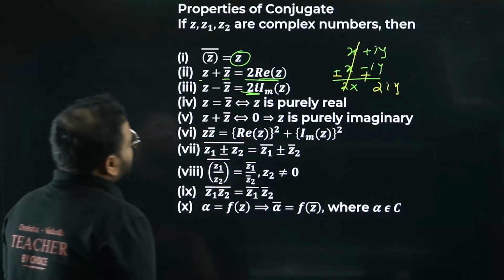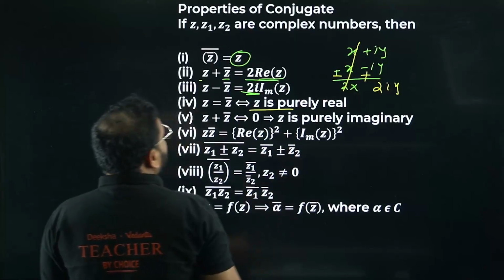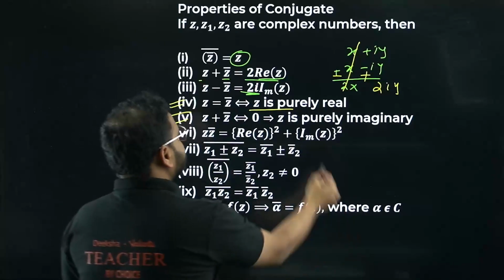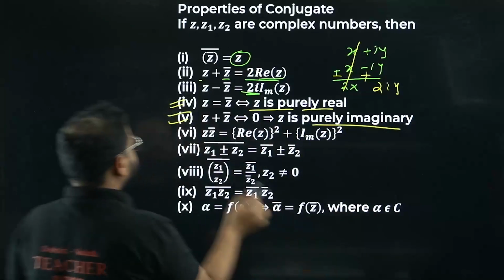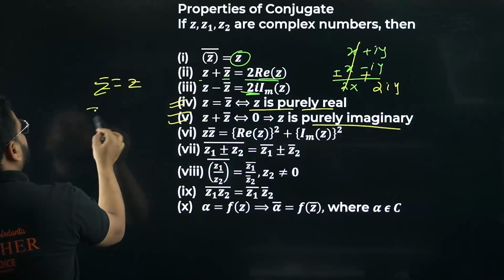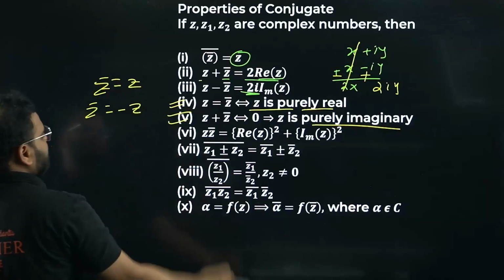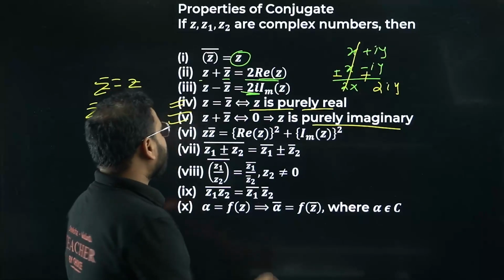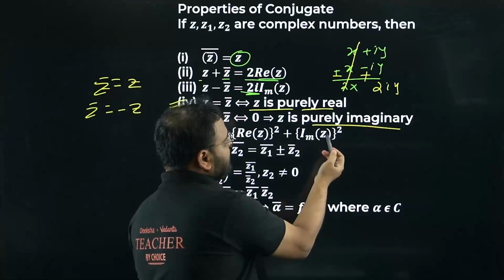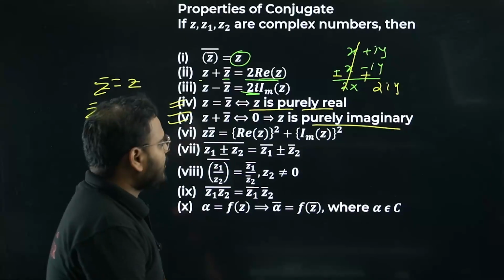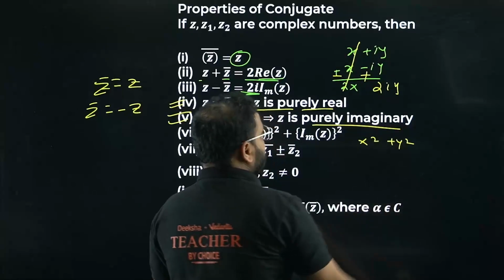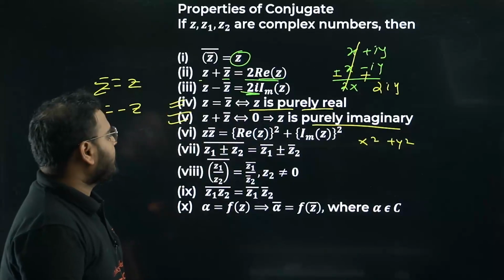What next we have? z equals z bar means z is purely real. This I already discussed, the purely real and purely imaginary concepts. z bar equals z means real. If I have z bar equals minus z, it means purely imaginary. z times z bar becomes equal to the real part of z the whole square plus the imaginary part of z the whole square, that is x square plus y square. Remember this. Got it?